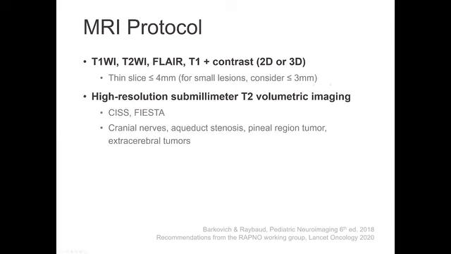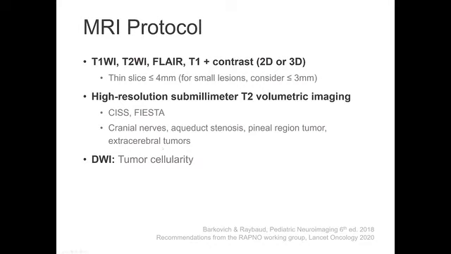And in UNC, we also do high resolution submillimeter volumetric images like CISS or FIESTA images. We don't do it routinely, but when we want to look at the cranial nerve or aqueduct stenosis or pineal region tumors, or some extracerebral tumors like epidermoid, dermoid, we also prefer to add the CISS images.